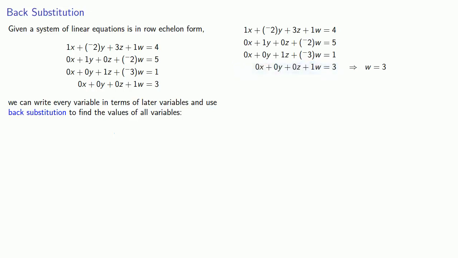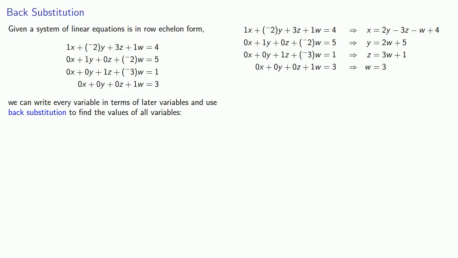Now if we go to the next to last equation, this equation has variables z and w, and we can solve it for z in terms of w. And if we do that, we find z is equal to 3w plus 1. Moving up to the next equation, we see that it has variables y and w, so we'll solve for y, finding that y is equal to 2w plus 5. Finally, the first equation has variables x, y, z, and w. We'll solve it for x, and find that x is 2y minus 3z minus w plus 4.